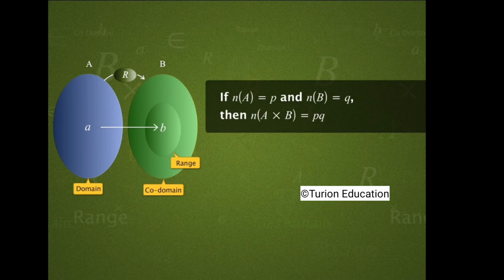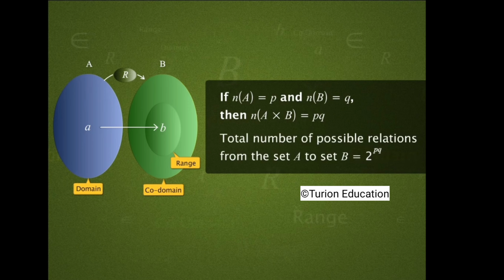Next, we also know that if there are P elements in set A and Q elements in set B, then there will be PQ elements in A cross B, and therefore there are 2 to the power PQ subsets, and the total number of possible relations from set A to set B is 2 raised to the power the cardinality of the product set.